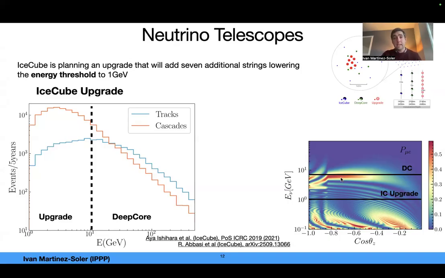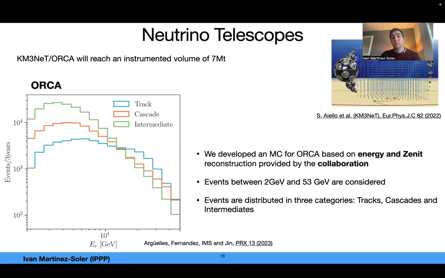And yes, let me also mention ORCA, because although ORCA is already taking data, what we can expect is that in the near future they will collect a larger sample of data. So far, in order to study the sensitivity of ORCA, we developed a Monte Carlo based on the reconstruction of the energy and the direction that they have mentioned. And so far, we were considering just neutrinos with energies above 2 GeV, and also considering in our simulation events that can be track, cascade, or intermediate.